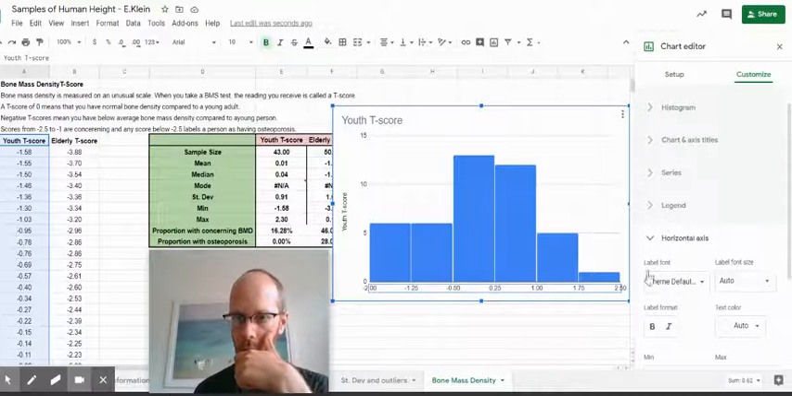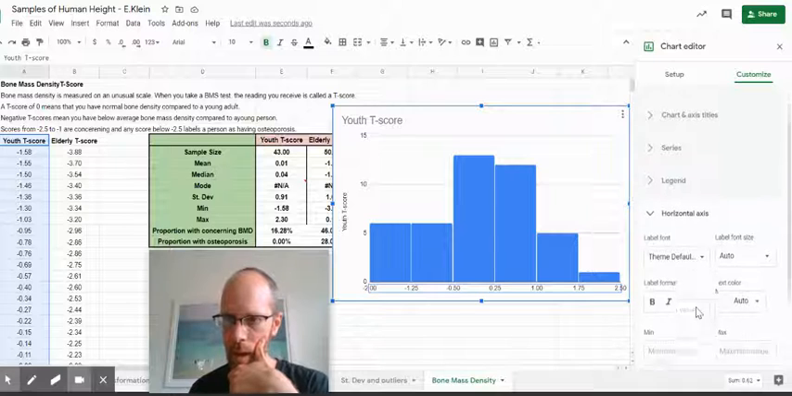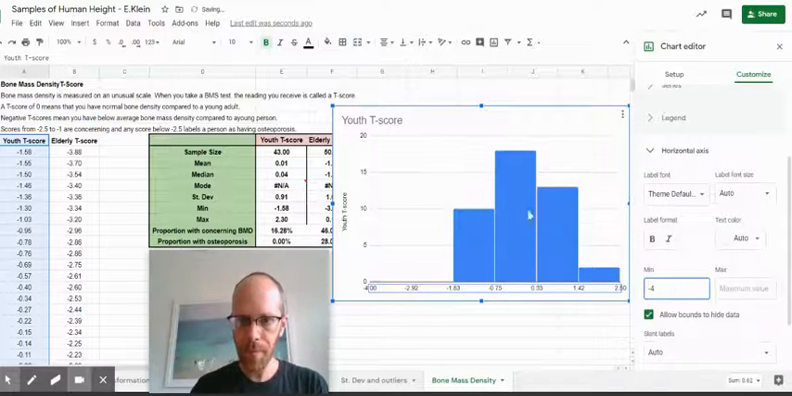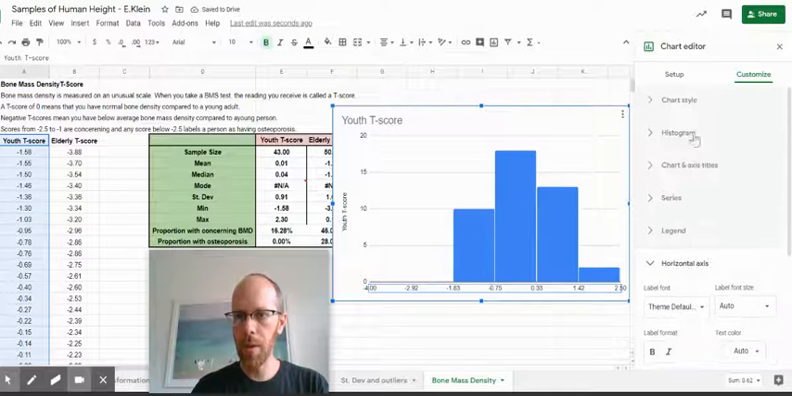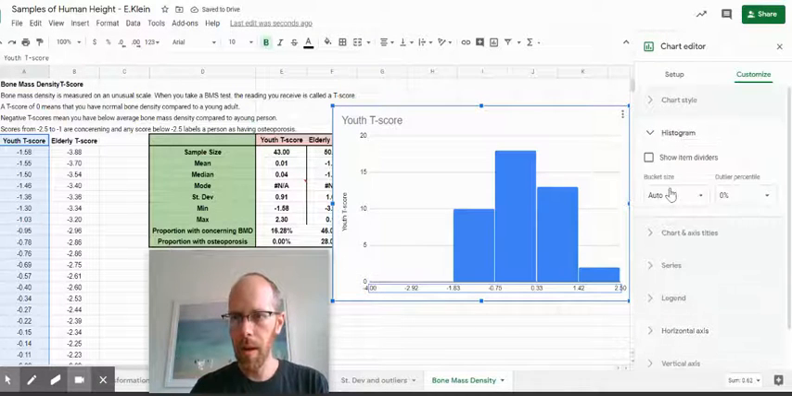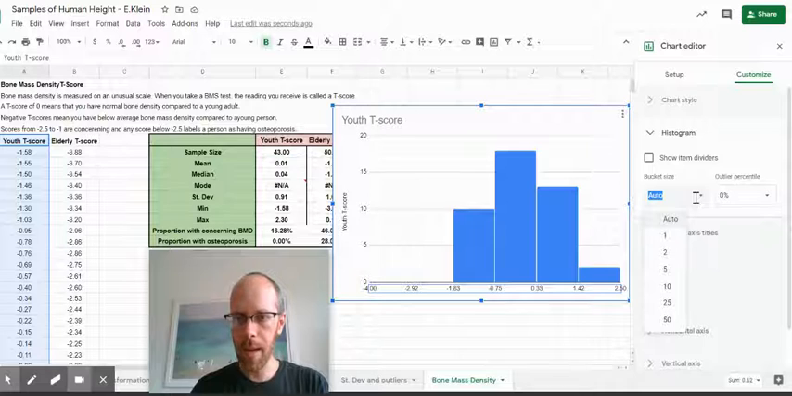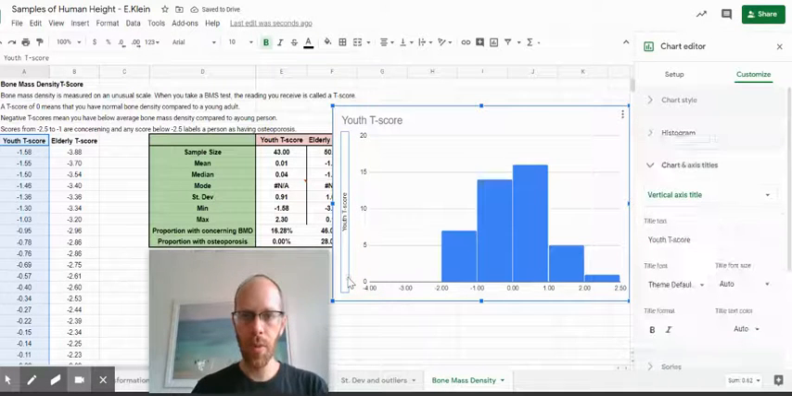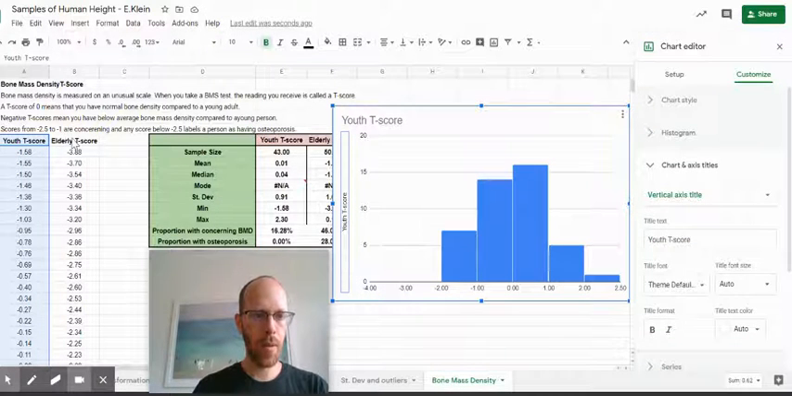One thing I'm going to change is I just clicked on that horizontal axis, and I'm going to change the minimum to -4. And then the other thing that I'm going to do is I'm going to choose the bucket size. Let's go by a bucket size of 1. All right, so there's our youth scores. And then now we can do the elderly scores.